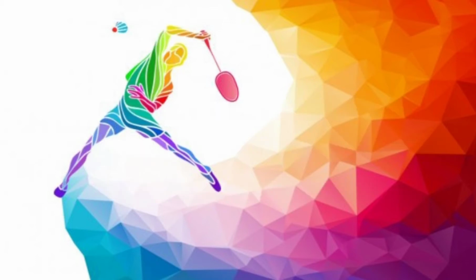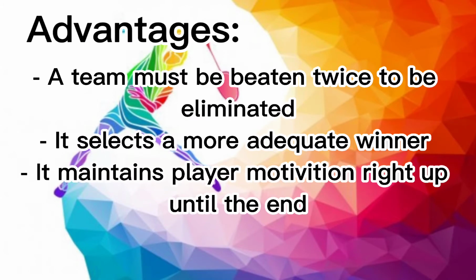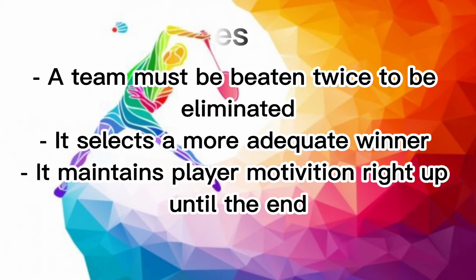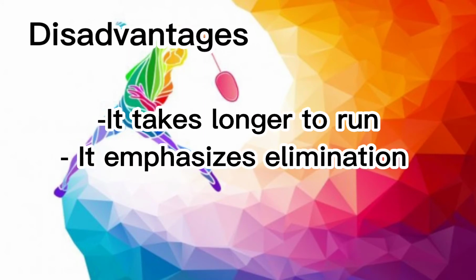There are also advantages and disadvantages in double elimination. For the advantages, a team must be beaten twice to be eliminated. It selects a more adequate winner. It maintains player motivation right up until the end. For the disadvantages, it takes longer to run and it emphasizes elimination.